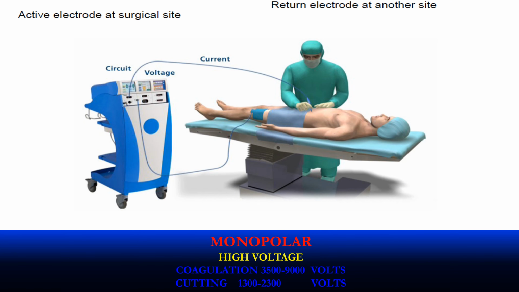As we mentioned before, in monopolar electrosurgery, we are using high voltage current. In coagulation monopolar mode, the voltage ranges between 3,500 volts up to 9,000 volts. While in cutting monopolar, the voltage ranges between 1,300 volts up to 2,300 volts.